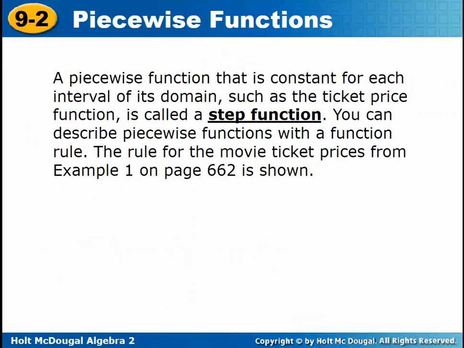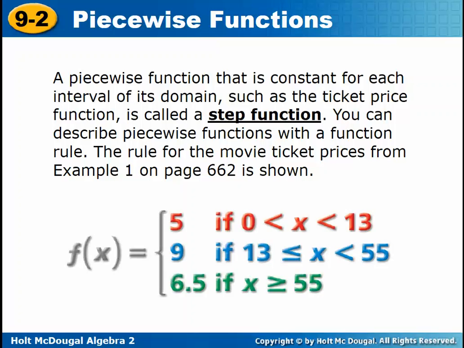The rule for the movie ticket prices from example 1 on page 662 is shown here. So if the person going to the movie is less than 13, or as they wrote it, x is between 0 and 13, then it's $5. It's $9 between 13 and 55, including 13, sorry, and $6.50 if x is greater than or equal to 55. And that's the way I just wrote mine too.